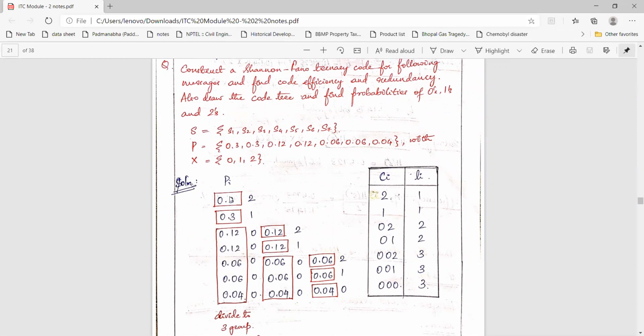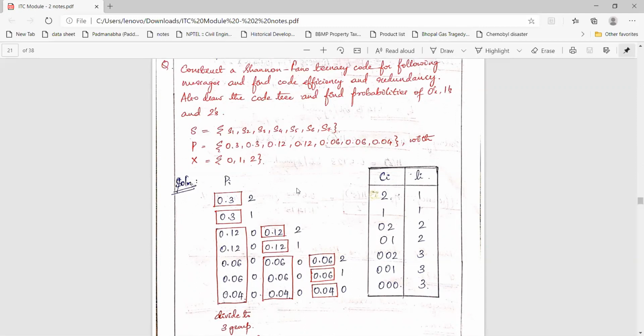This 0.3 and 0.3 are equal. So let's add these five values, that is 0.12, 0.12, 0.06, 0.06, and 0.04. After adding these five values, you will find that the sum is equal to 0.4. This 0.4 is approximately equal to 0.3, isn't it? So we will go for subgrouping these five elements. This 0.3 will form subgroup 1, the second 0.3 alone will form subgroup 2, and these five elements together will form subgroup 3.